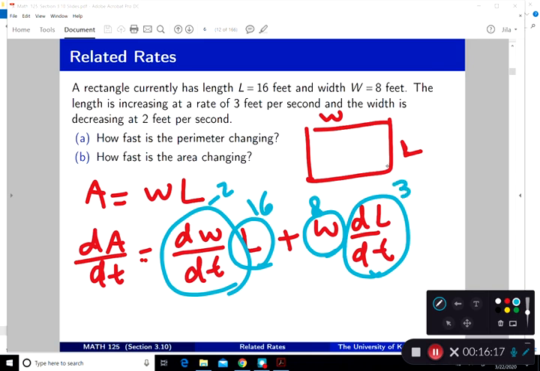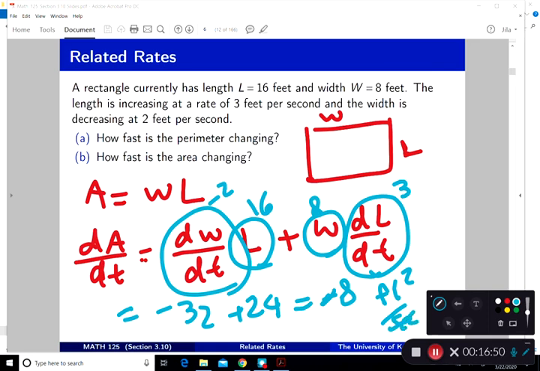And so, relating the variable that we're looking for, its rate of change, to the other two variables whose rates of change we knew, it gives us a chance to actually calculate dA/dt, which here is going to be negative 32 plus 24, and that is negative 8. That's the change in area over time, in feet squared per second.